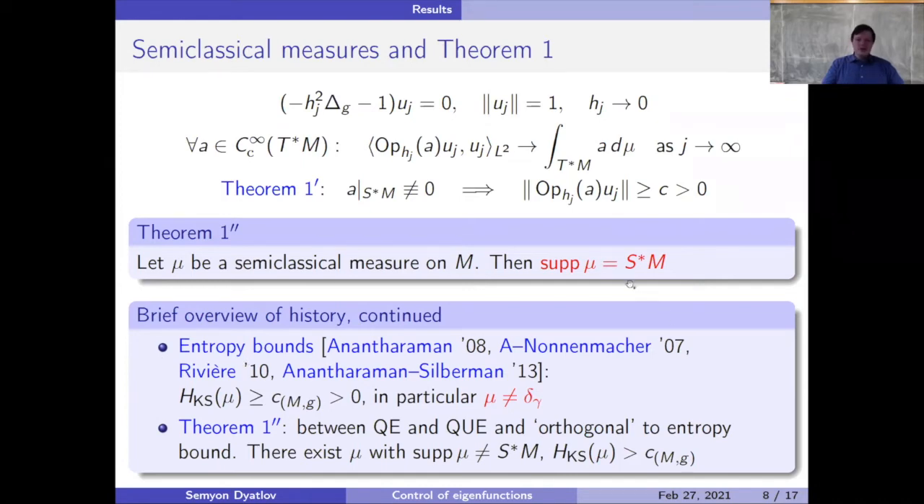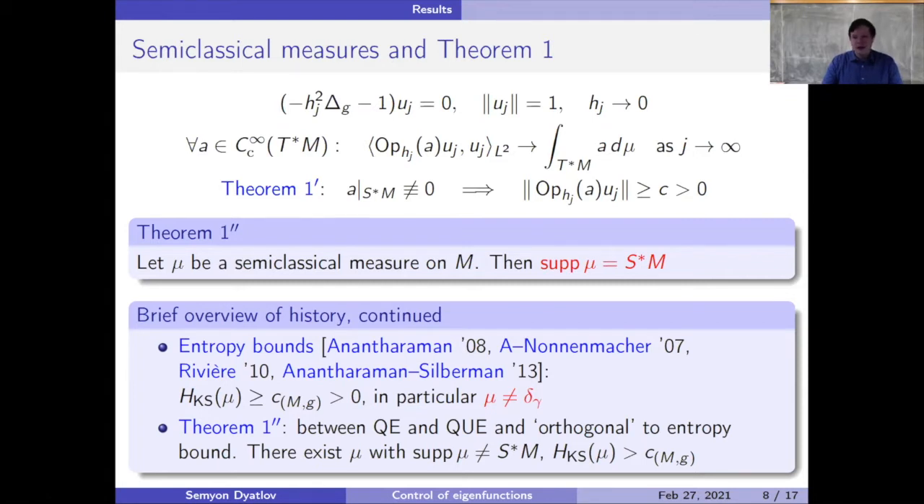Now, what does our theorem say? Well, our theorem says that this is a full support measure. Now, how does that relate to entropy bounds? The answer is it doesn't. Both of these results rule out delta measures. Neither of them proves QUE. But there exist measures which are ruled out by one of these results and not the other.